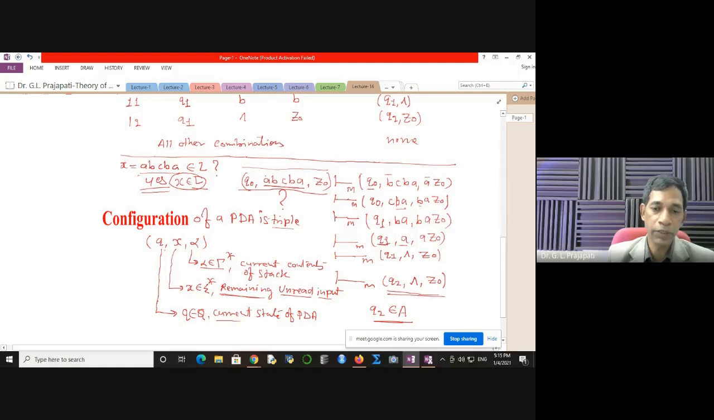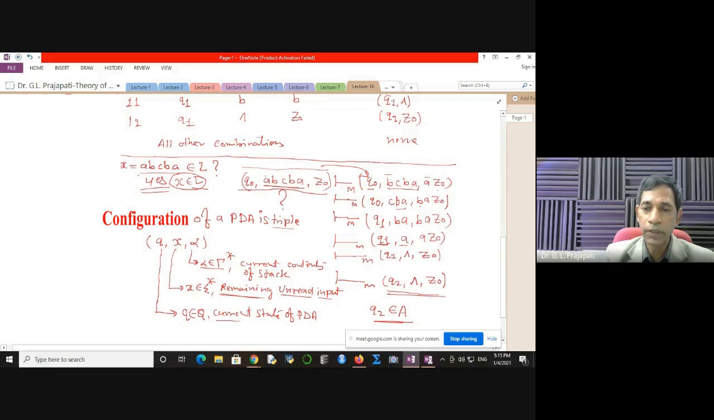And your machine is going to change from one configuration to the other configuration. For this example, you have seen that your machine starts from Q0, with the given input, and the contents of your stack is Z0, a string in tau star. Only Z0 is there. From this configuration, the machine is going to make this move, and it goes to the next configuration, which is Q0, BCBA, and AZ0. Now the current state of your machine is Q0. Remaining input to be read is what?